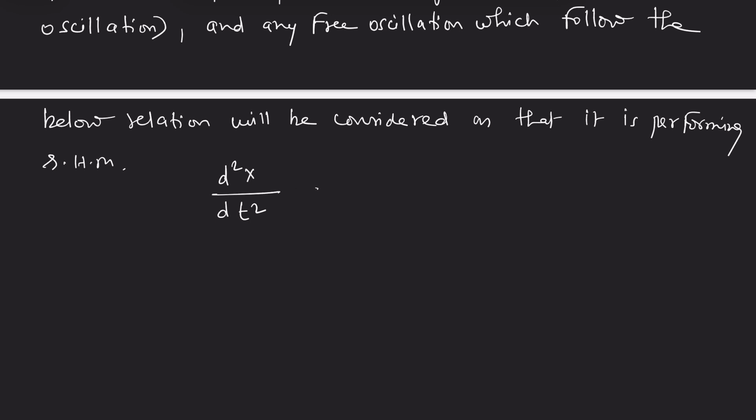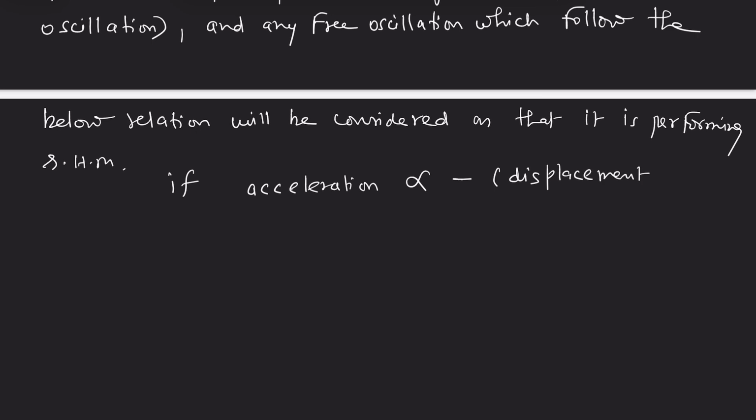Okay, so I'll say like this: it will be considered as performing SHM if its acceleration is directly proportional to the negative of the displacement of the particle from the mean position.